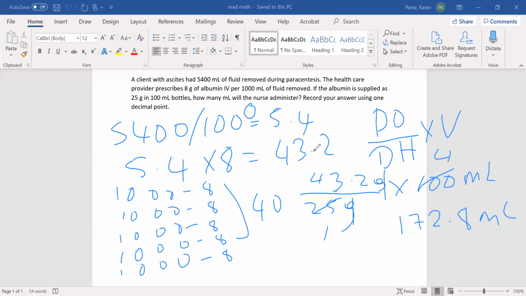So now you have the dose ordered. Now you can plug it in. The dose ordered is 43.2 grams over dose on hand, which is 25 grams, times the volume, which is 100 mL. And when you calculate it, you get 172.8. Now, some math will tell you to round off, but in this one, it says record your answer using the decimal point.